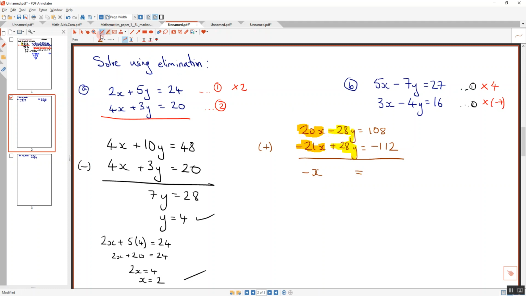And then the last part, if I add together 108 add -112, I end up with -4. Right, so if negative x equals -4, what does x equal? 4. Positive 4, okay. Hands up if you got x equals 4. All right, good. Now, I can substitute this into any one of these equations. Which one shall I substitute it into?